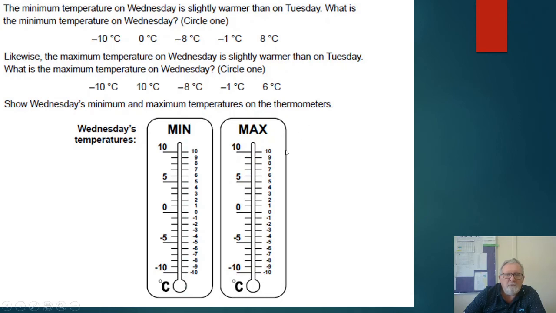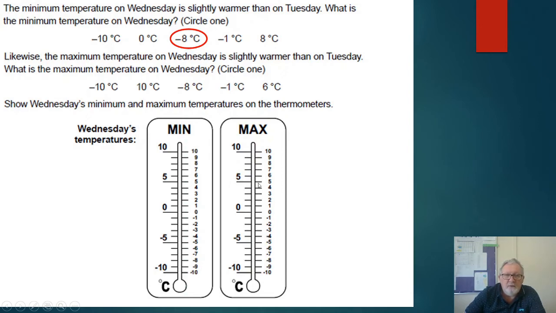Alright, so on Tuesday it was -9. There it is. Anything above that is warmer. So the one here that is slightly warmer than -9 is -8. I hope you got that one right. Some of you will have chosen -10, but that's lower down the scale, and that is actually slightly cooler, not slightly warmer. The higher up the scale, the warmer it gets.